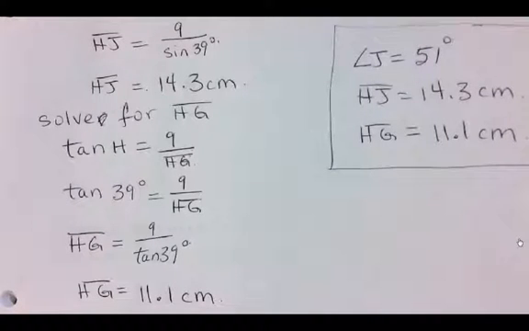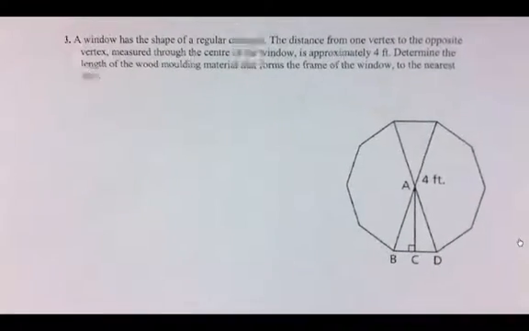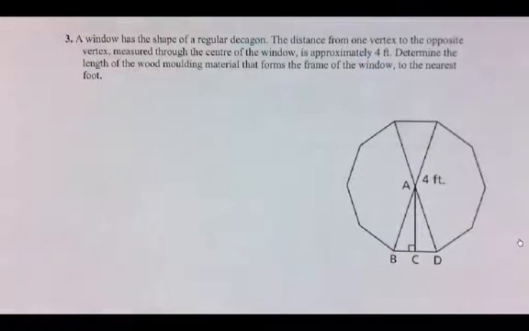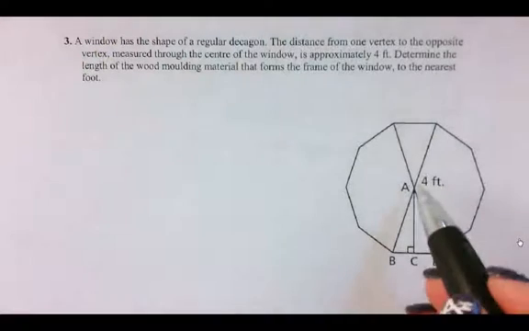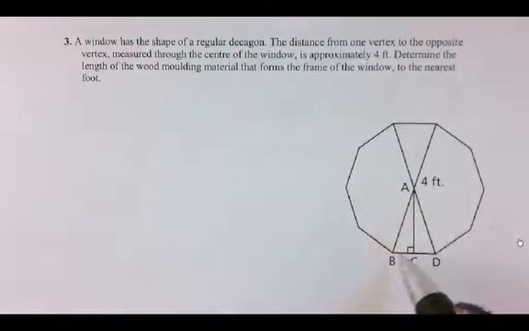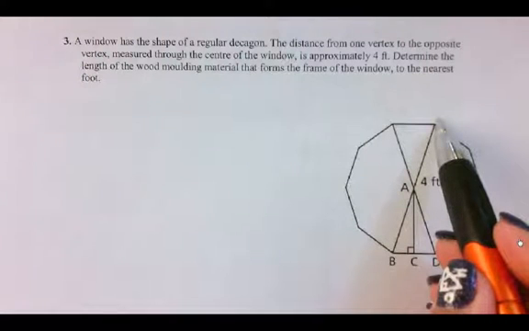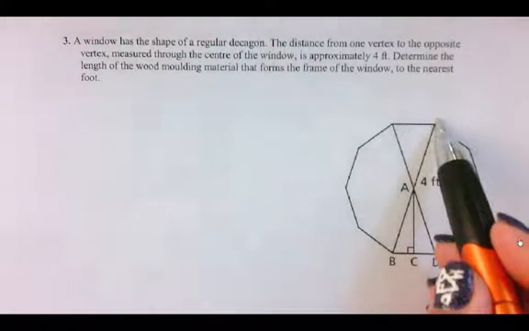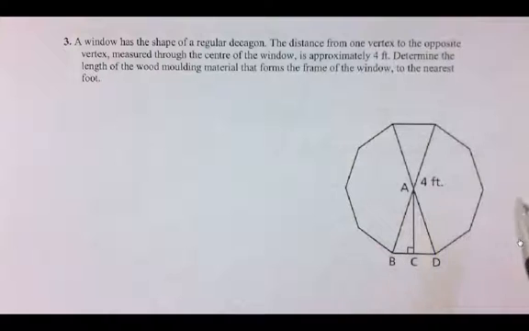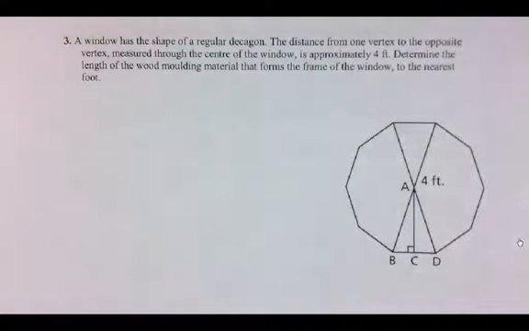Yeah? Sweet. Okay. All right, and now there's this last example here that has to do with a window. It's the shape of a regular decagon. The distance from one vertex to the opposite vertex, so from here to here, measured through the center of the window, is approximately 4 feet. Determine the length of the wood molding material that forms the frame of the window to the nearest foot.